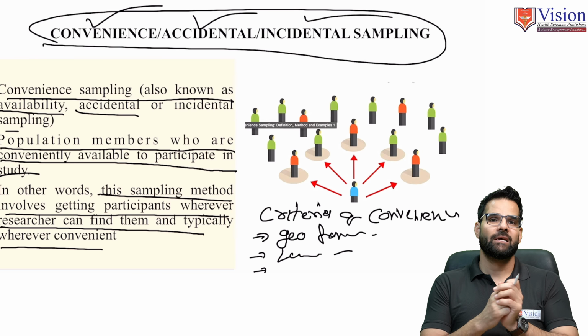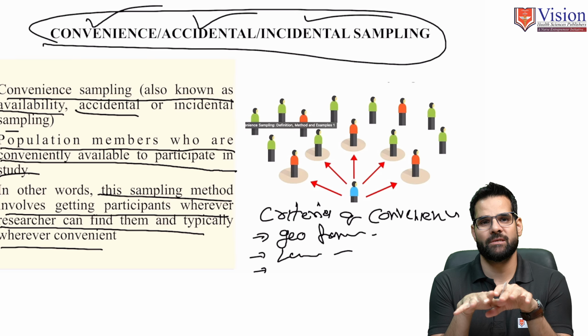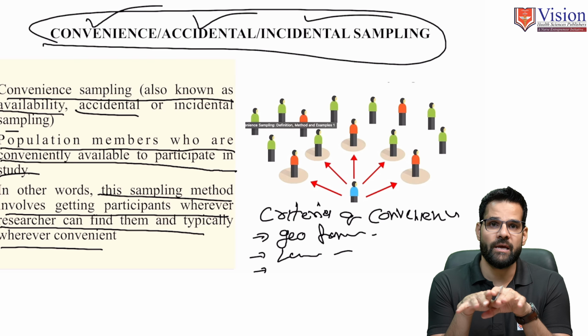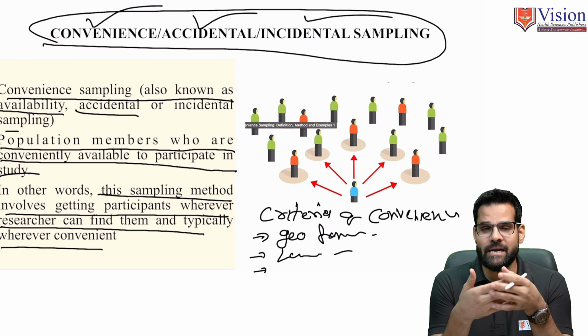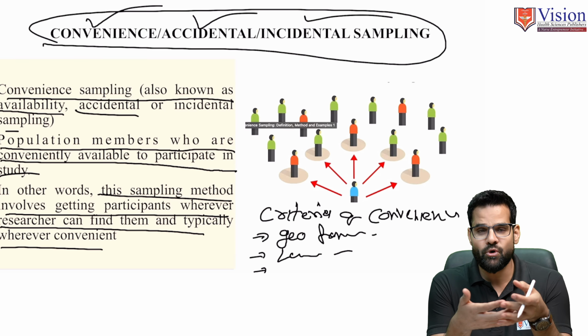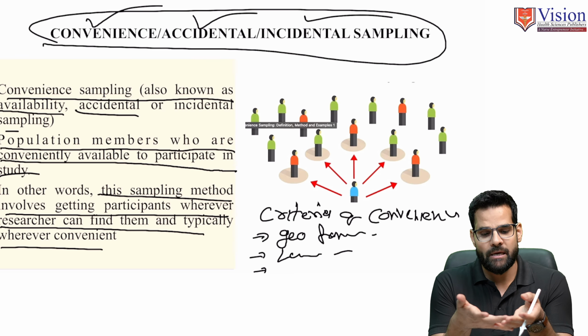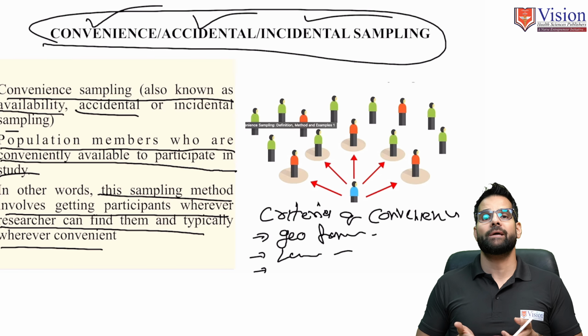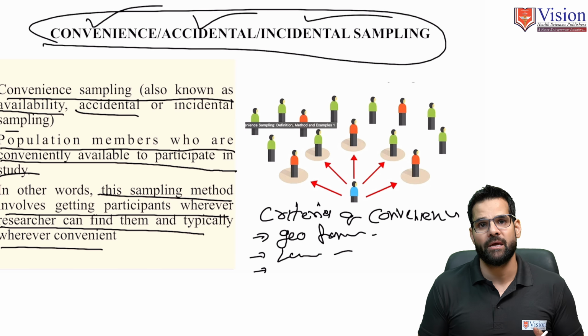What are the demerits? I think it is one of the weakest sampling methods, and one should avoid it. Whenever you are conducting research, your research should not be based on convenience. It should not be a part of your presentation where you say that I have taken a sample because it was convenient to me.